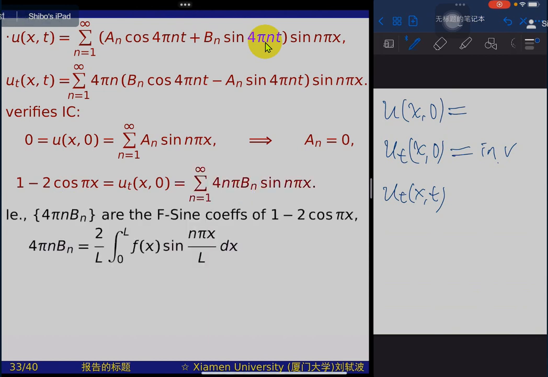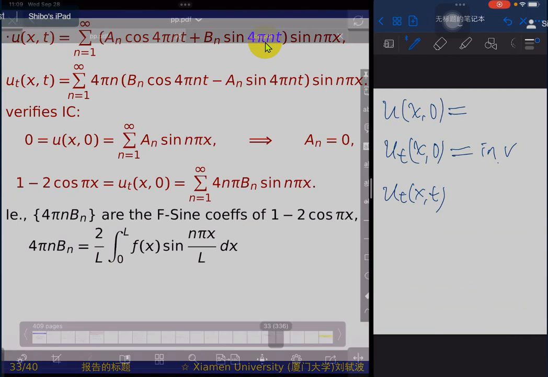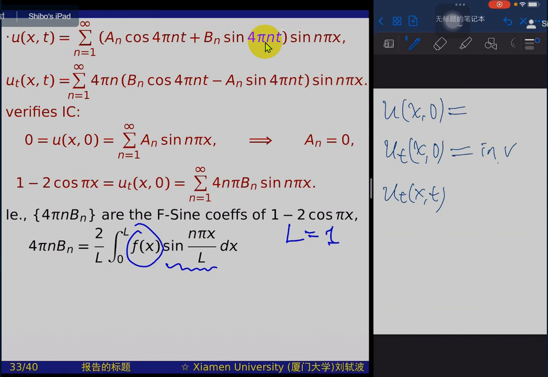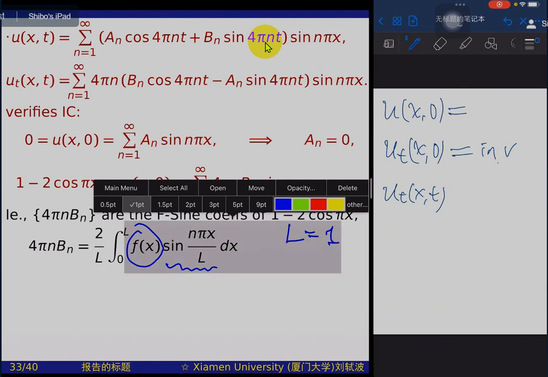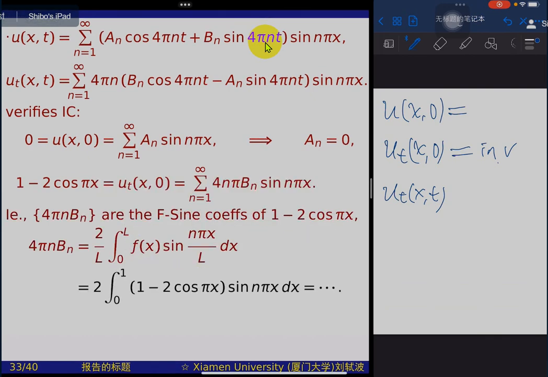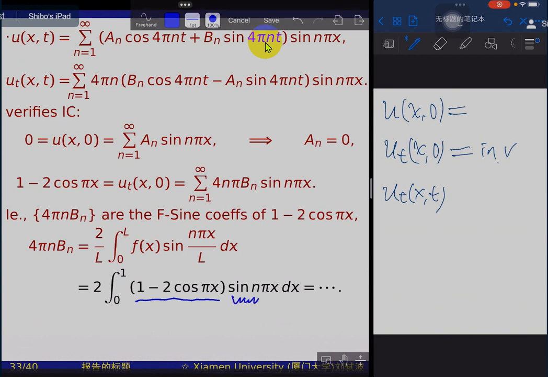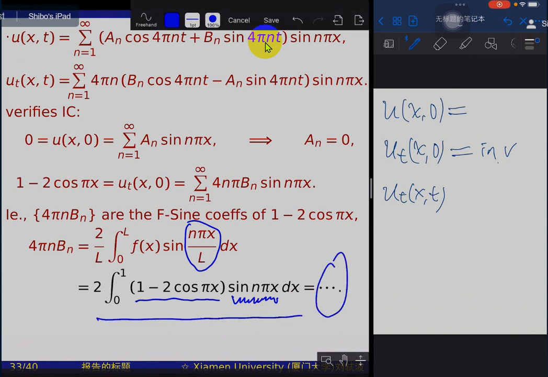So using the formula for computing the Fourier sine series, we see that the coefficient is 2 over L times the integral from 0 to L of the function f(x) you want to expand times the corresponding sine, then taking the integral. In our case, L is 1. Therefore, this becomes 2 times the integral from 0 to 1 of our f(x), which is this function, times sine n pi x. When L is 1, the variable in the sine is just n pi x. Okay, so you do the computation of this integral. Then dividing by 4 pi n, you will obtain your bn.